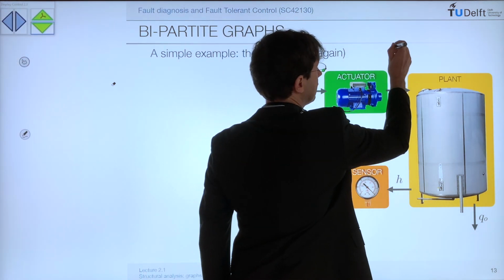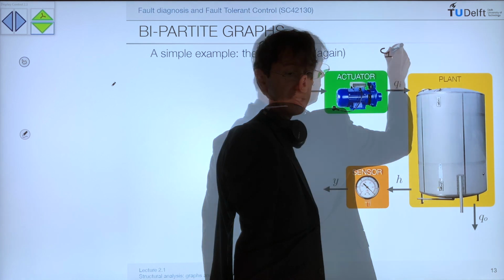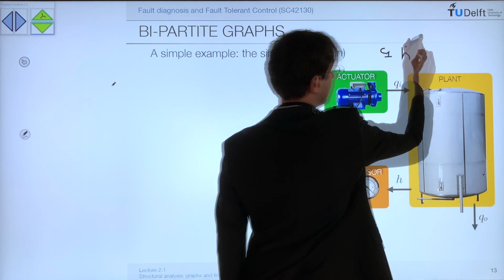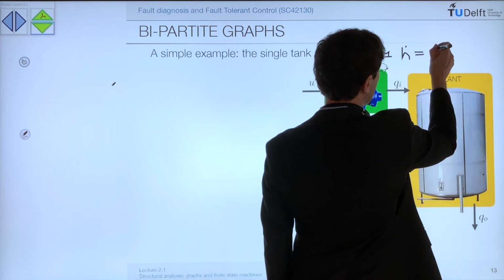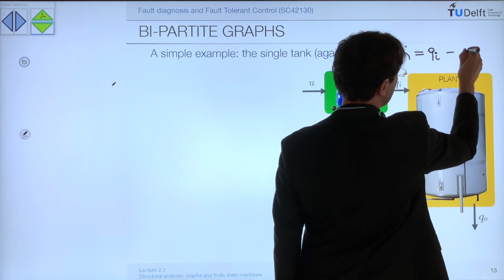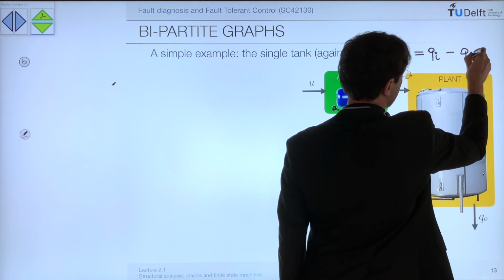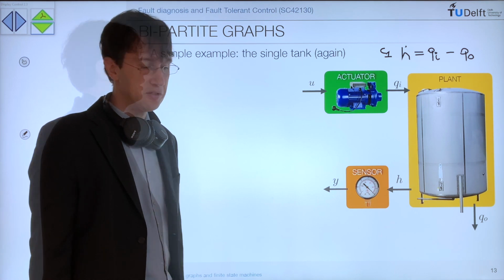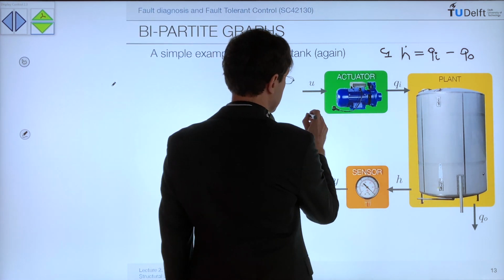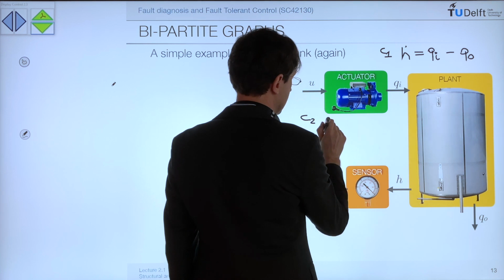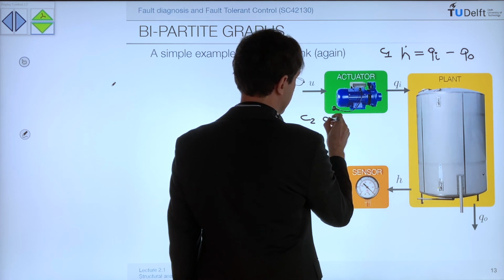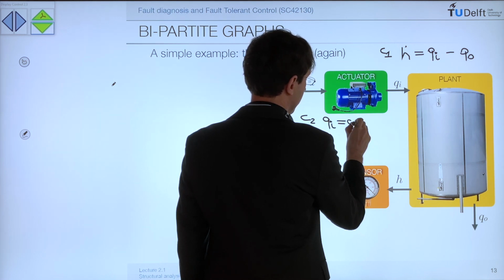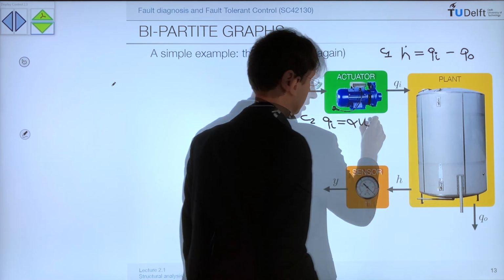Our first constraint, that we call C1, tells us that the rate of change, the derivative of the tank level, is equal to the inflow minus the outflow through the drain. So we simplify and we assume that the cross-section of the tank is 1. The second equation, C2, tells us that the inflow provided by the pump is proportional, through a constant alpha, to the input U.